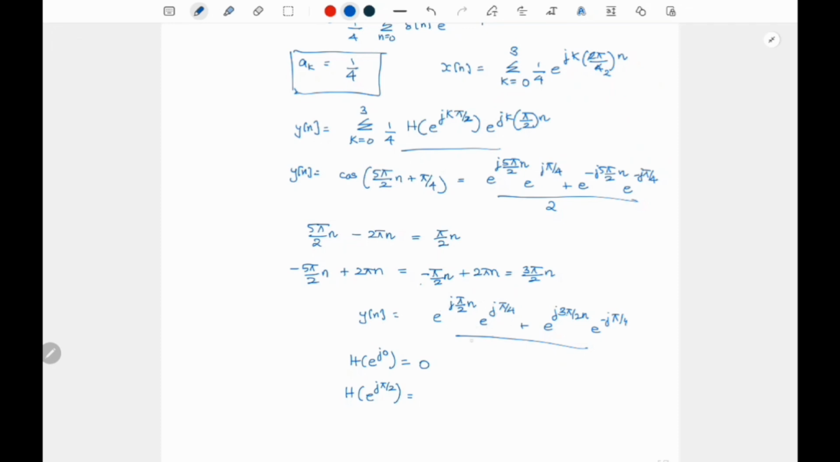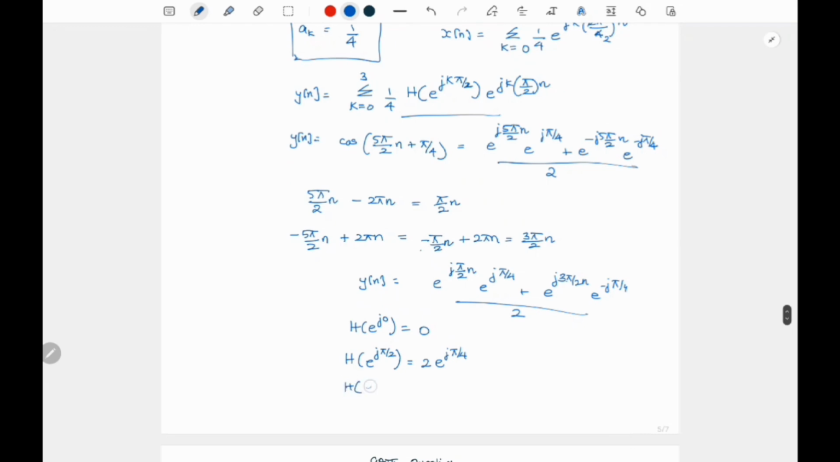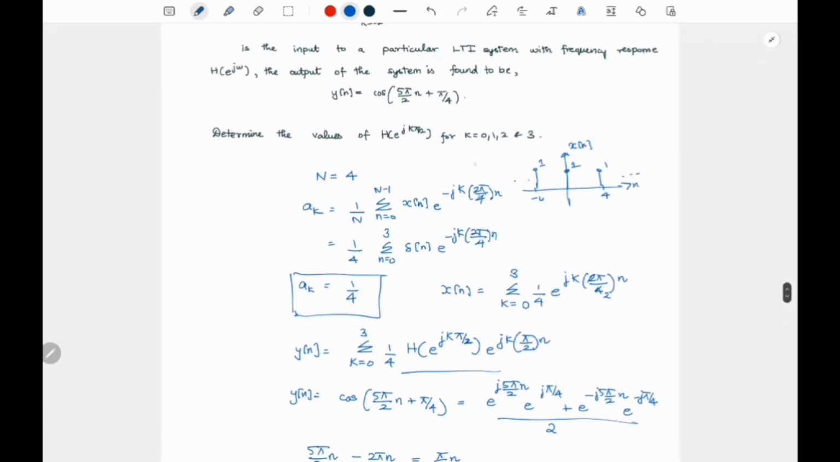So what is my H of e power j pi by 2? Your x of n was 1 by 4 and now it has become 1 by 2 e power j pi by 4. So it is going to be 2 into e power j pi by 4. And your H of e power j 2 pi by 2 is again going to be equal to 0. And then your H of e power j 3 pi by 2 is nothing but again 2 e power minus j pi by 4. So these are your answers. That is what they've asked for.